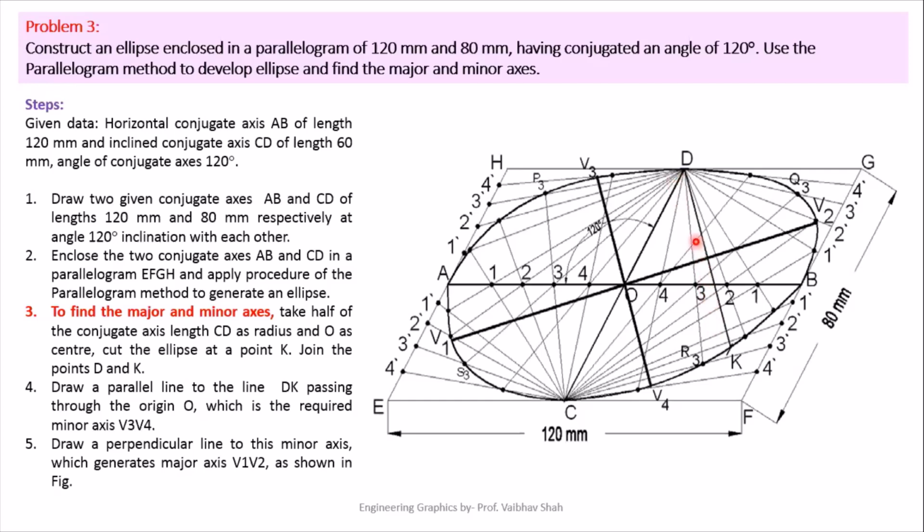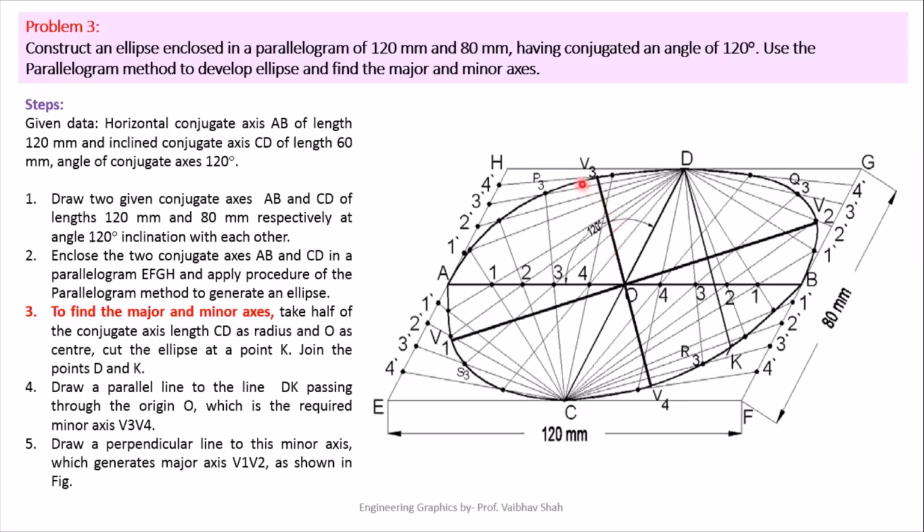After getting this line, you will be plotting a line parallel to this line passing from your O point itself. You will draw one line parallel to your DK line passing from your O point. How will you do this? You put your ruler scale or your drafter edge onto this line DK, and then slide it down until you reach your point O. After reaching point O, you just draw a line. You will have this line exactly parallel to this line DK. This is nothing but the minor axis of your ellipse.